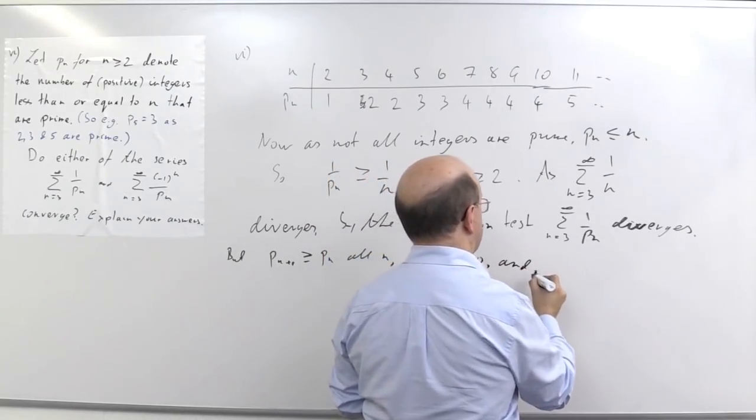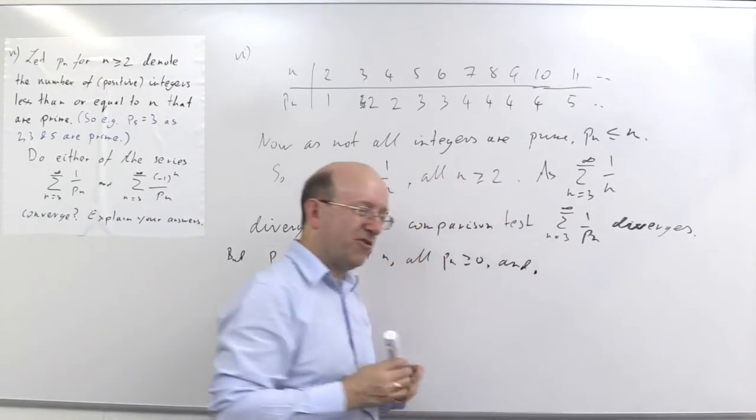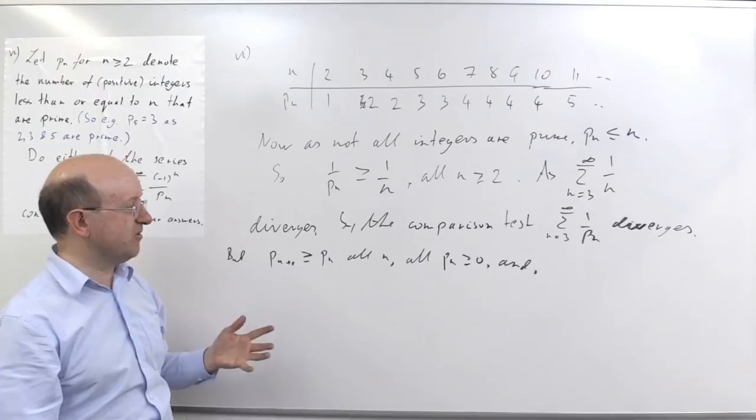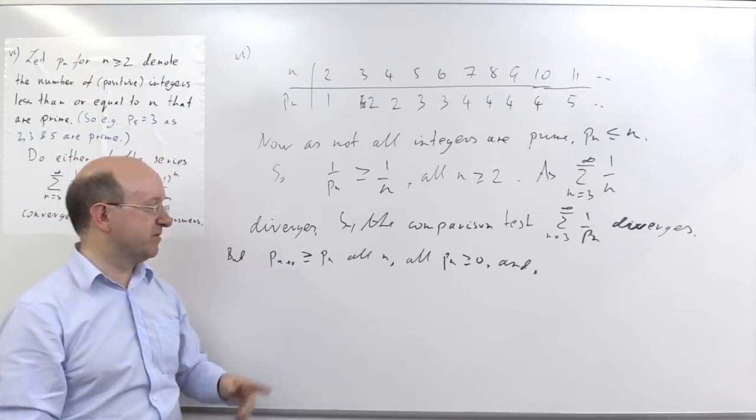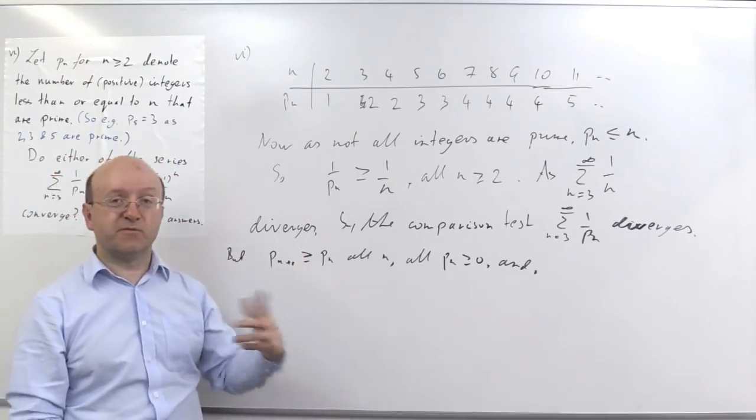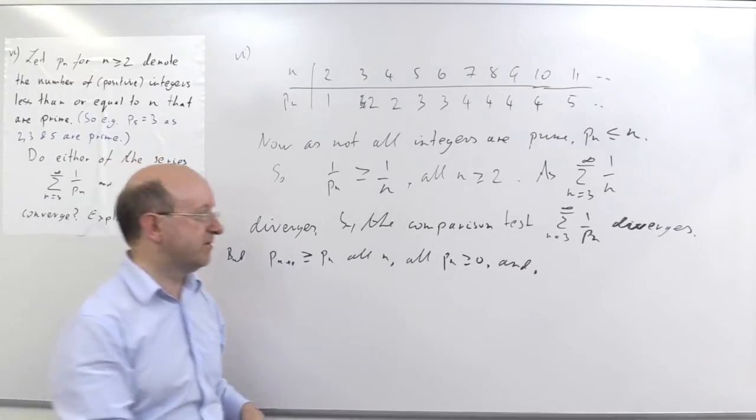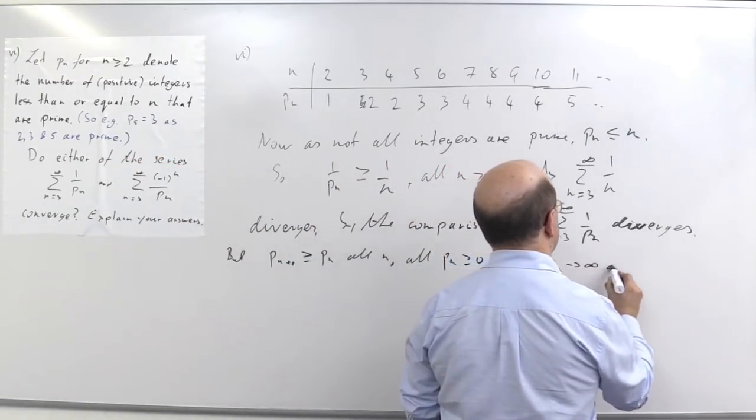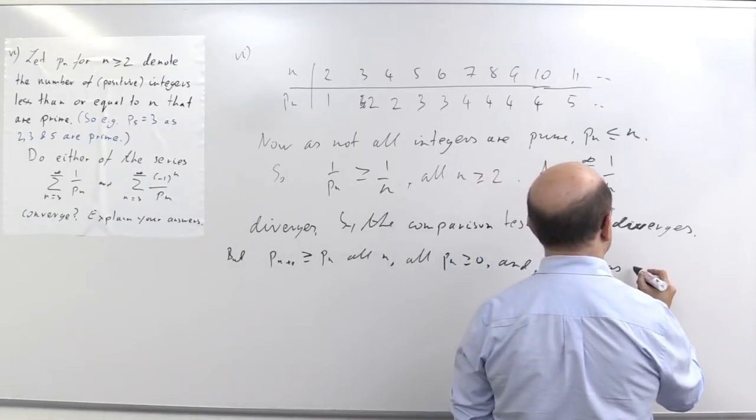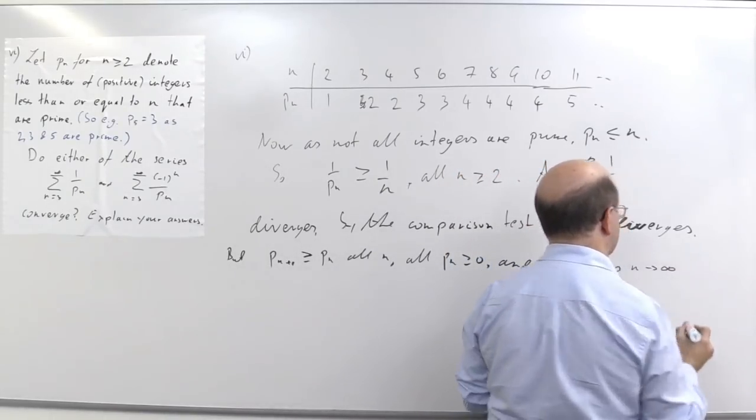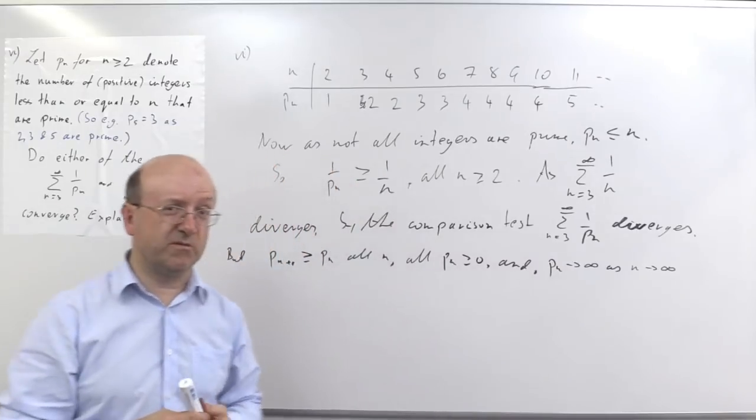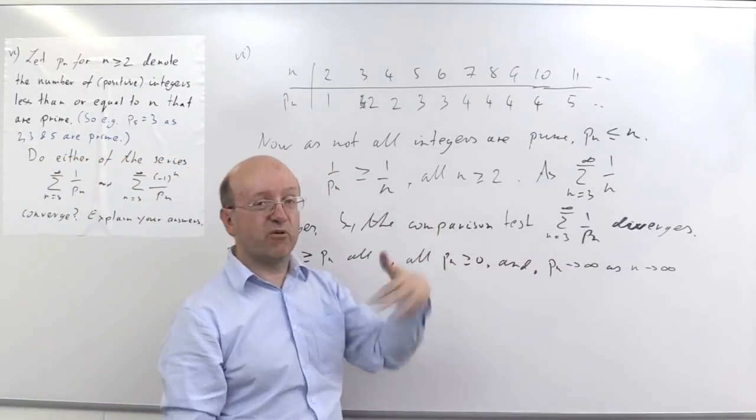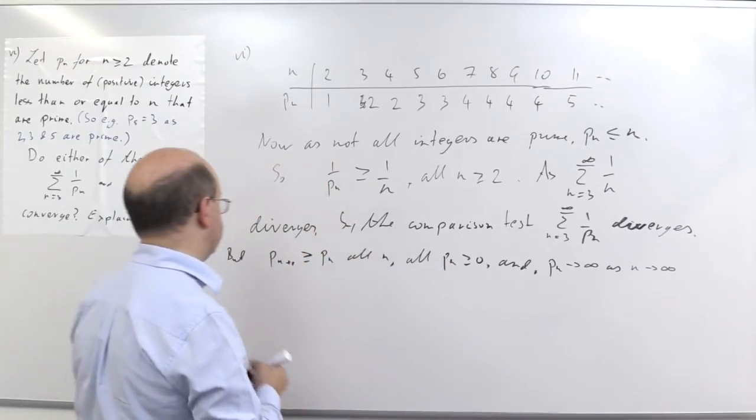And, well, this is a fact that's not in the question, but I would really expect you to know, that there are infinitely many primes. So Pn is going to tend to infinity as n goes to infinity. That's not part of the statement, but it is something we would expect you to know. There are infinitely many primes. And if Pn is going to infinity, 1 upon Pn must tend to 0.